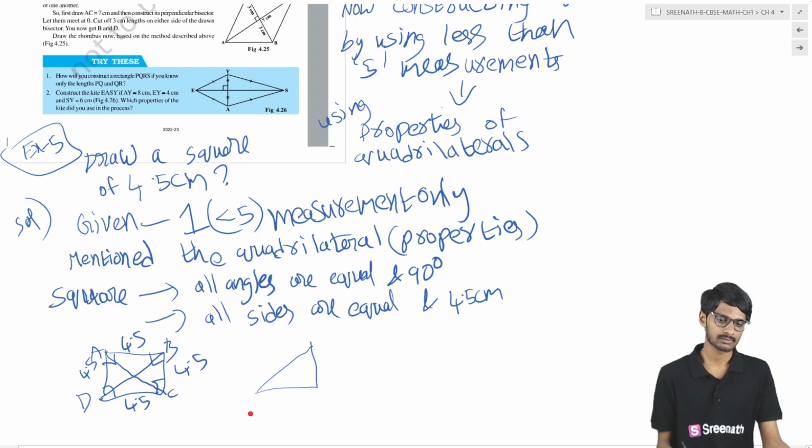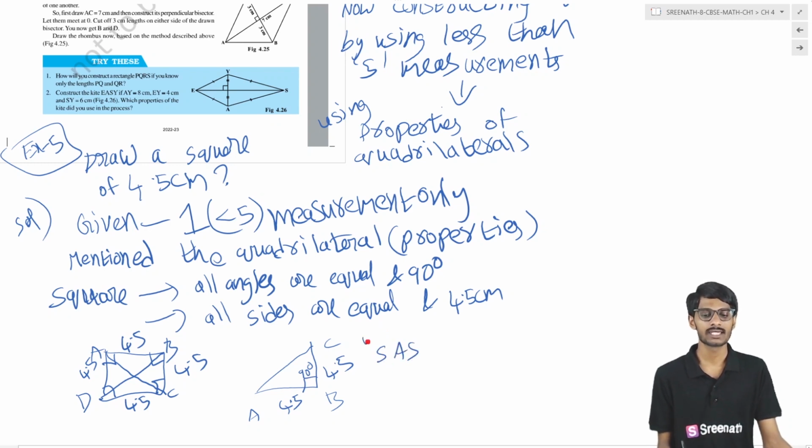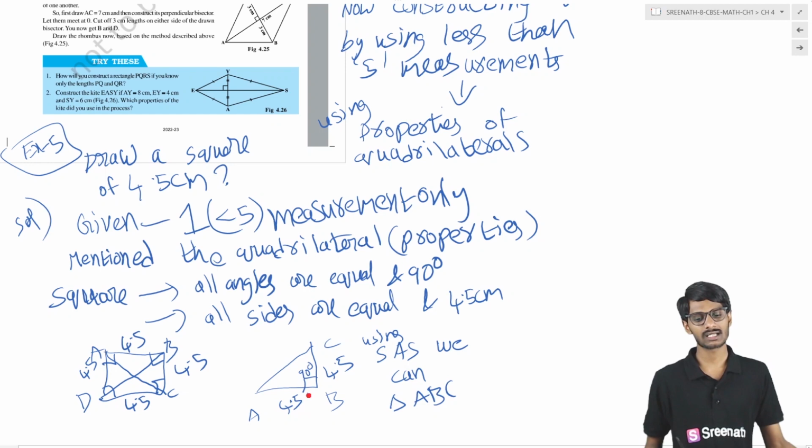This is A, this is B, this is C. This is 4.5 centimeters, this is 4.5 centimeters, and this angle is 90 degrees. So using SAS, we can draw triangle ABC simply.